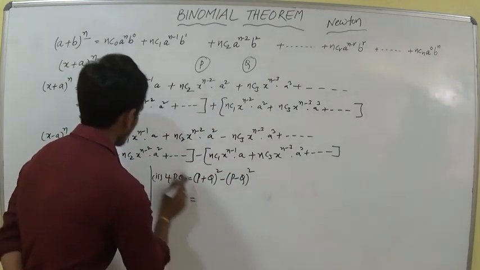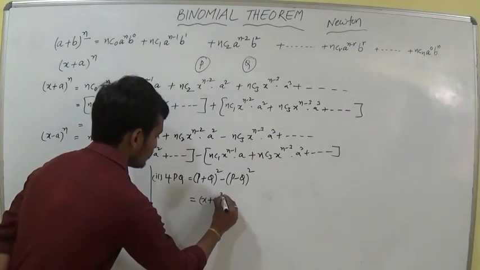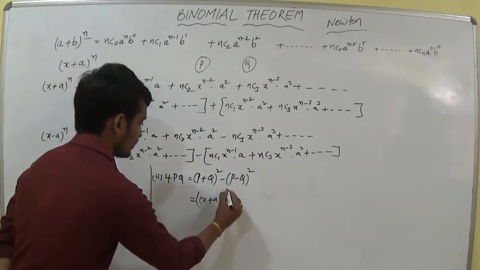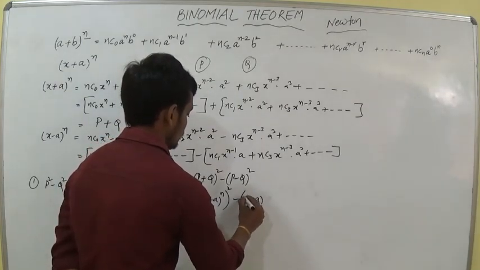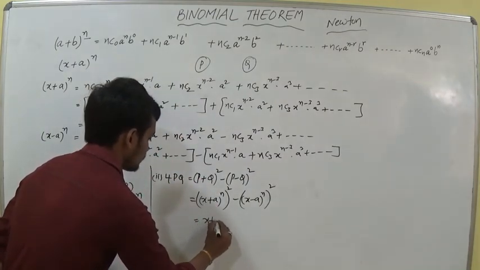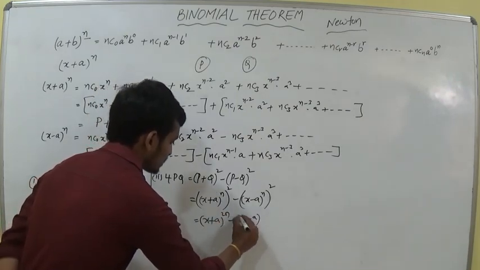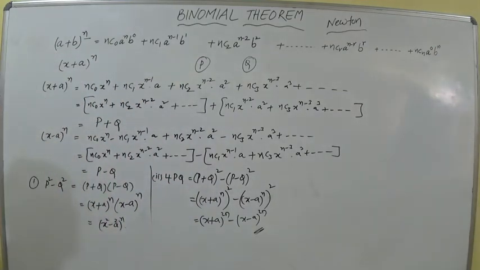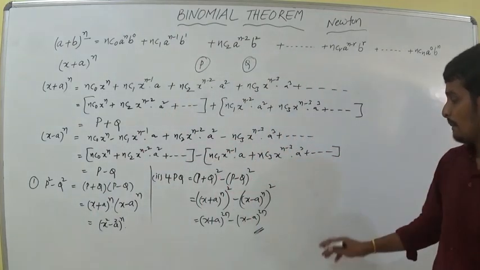What is p plus q? x plus a whole power n, whole square, minus x minus a whole power n, whole square. If you simplify this, x plus a whole power 2n minus x minus a whole power 2n. That's it. We cannot simplify further, because they have a minus sign.